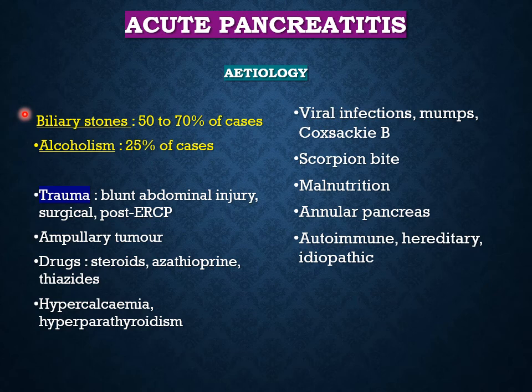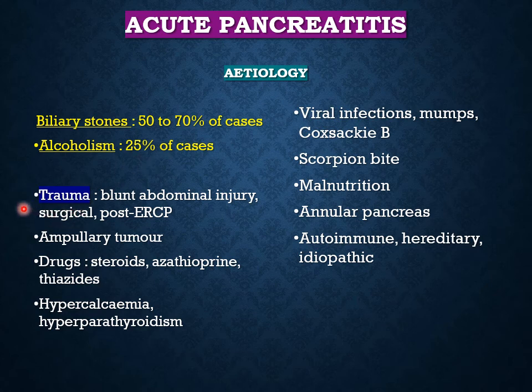Biliary stones or gallstones is, in our country, the most common cause of acute pancreatitis. And this is usually due to a passage of a small gallstone through the lower end of the bile duct, resulting in transient obstruction of the pancreatic duct, leading to acute inflammation. Alcoholism is another important cause. It's the second most common cause. About 20 to 25% of cases fall into this category.